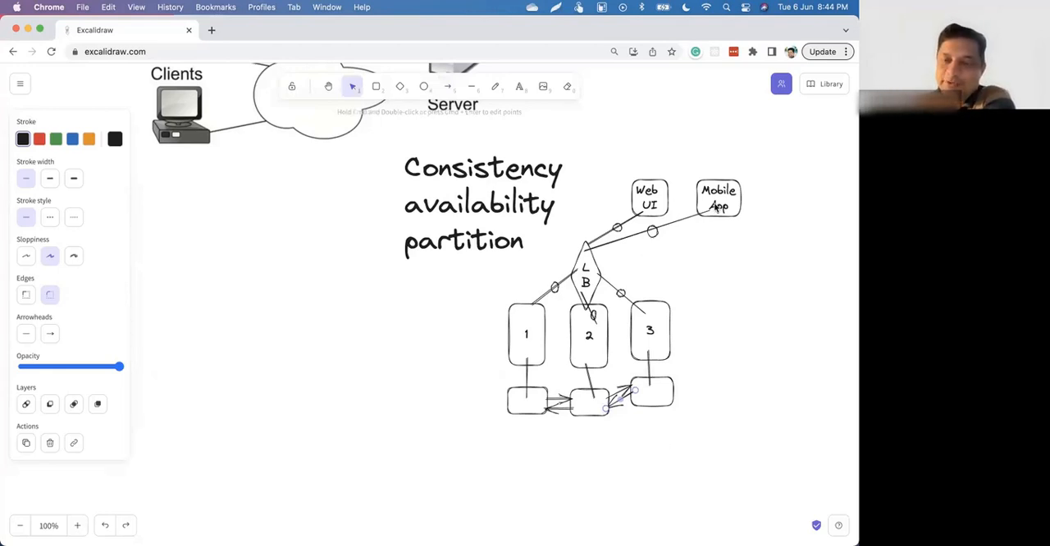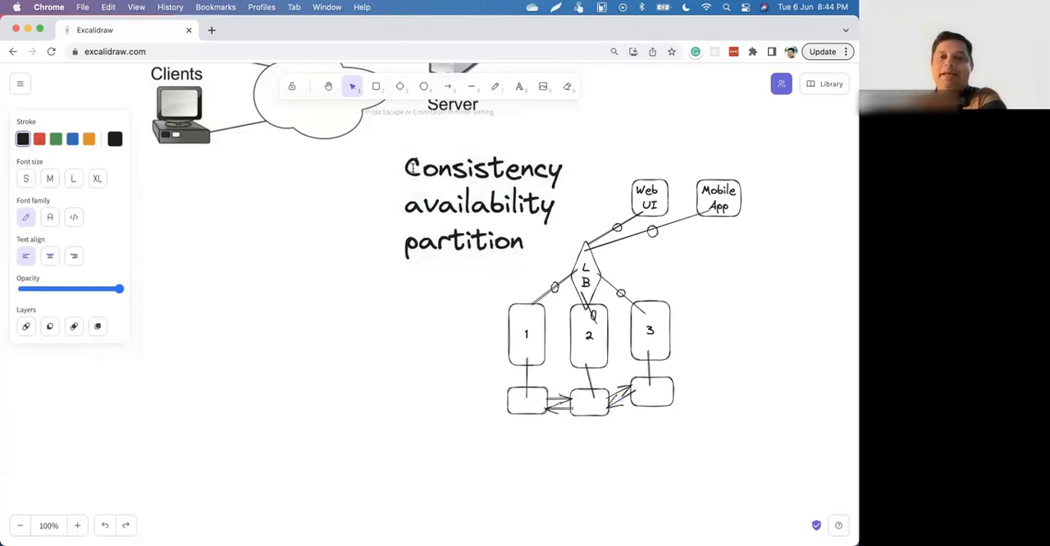So you may see that in the mobile, it's showing your order, but in the web UI, you are not seeing the order, which is a bad experience. So very important, our distributed system should be consistent, right?